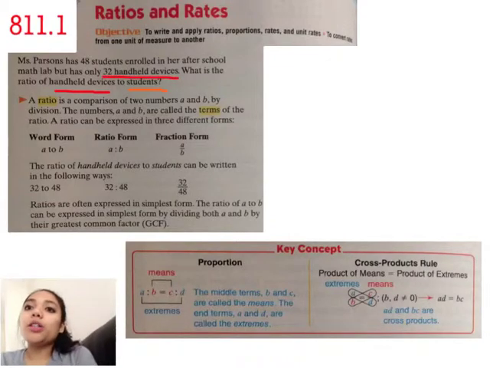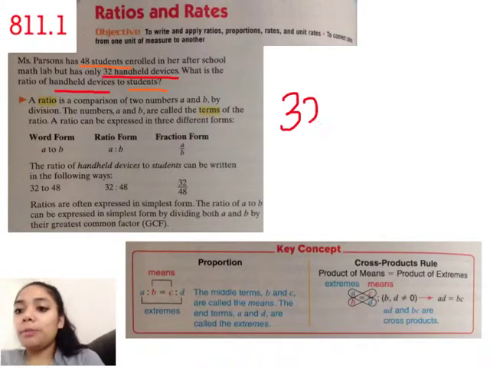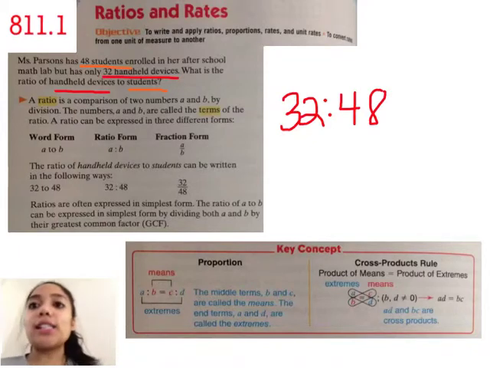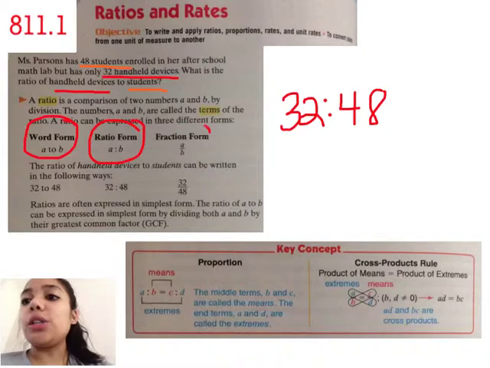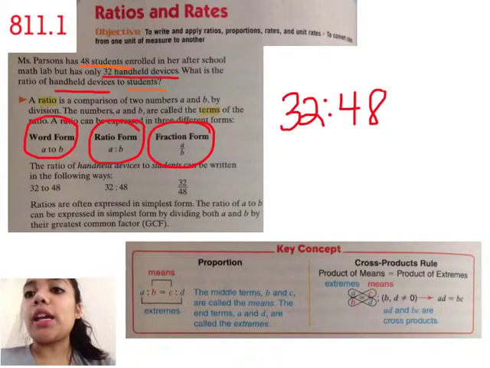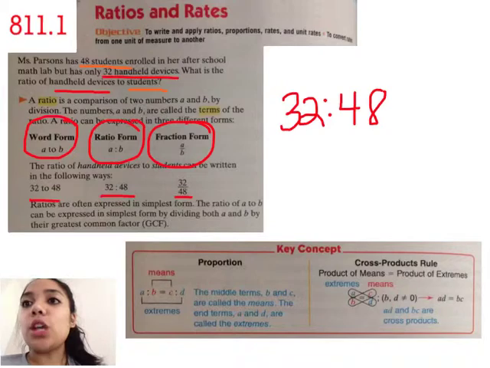So Miss Parsons has 48 students enrolled in her after-school math lab, but has only 32 handheld devices. What is the ratio of handheld devices to students? Because handheld is first, that's the number that goes first. And then students is second, so that's the number that goes second. So I'm going to go ahead and underline my 32 handheld devices, my 48 students. So 32 to 48 should be my ratio.